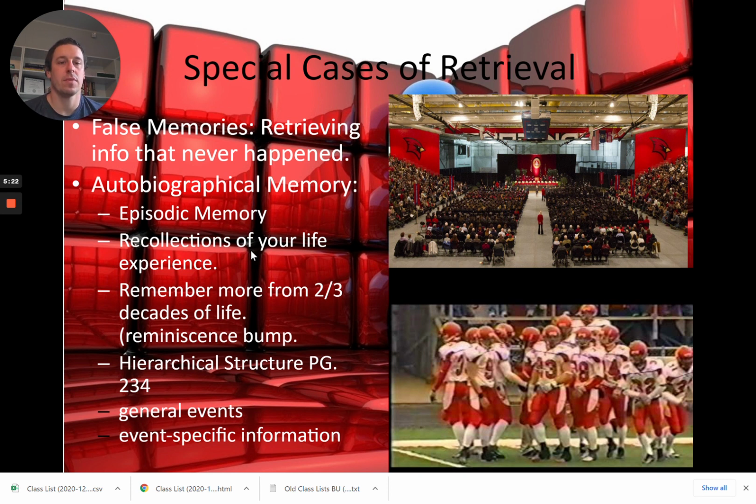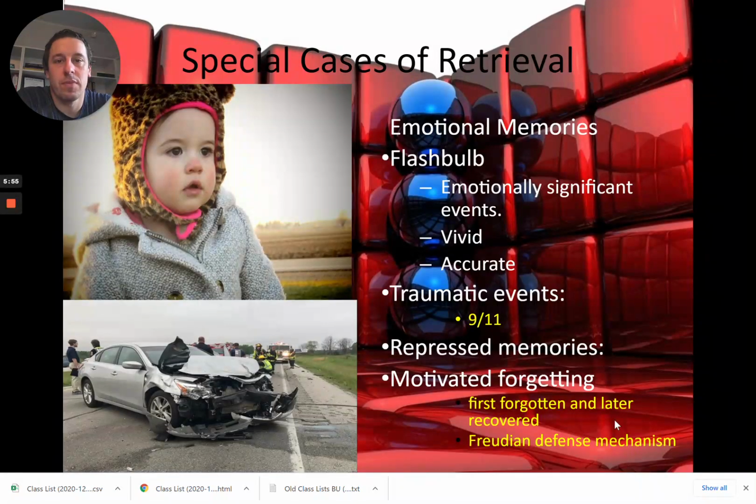So I can remember graduations. I can remember football games. I can remember playing in football games and what I did and what happened. And I can remember basketball games that I've coached in and football games that I've coached in and how they worked and how they didn't work. I remember losses better than I remember wins. That's how your memories are stored and how you retrieve that information. You can remember things from a long time ago. They just have to have an importance in your life. So these are what are called special cases of retrieval.